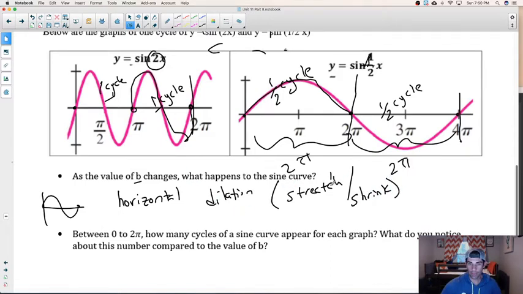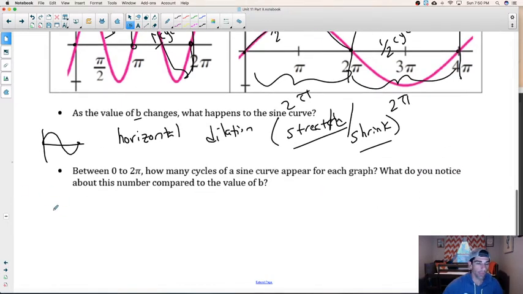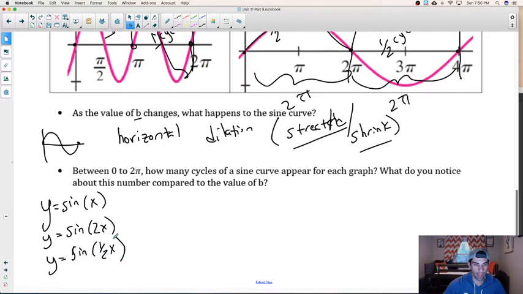Okay, horizontal stretch or shrink. Between 0 and 2 pi, how many cycles of a sine curve appear for each graph? What do you notice about this number compared to the value of b? So we've basically done, and I'll map it out for us, three graphs so far since I started talking. We did sine x, we did sine 2x, and we did sine 1/2 x.